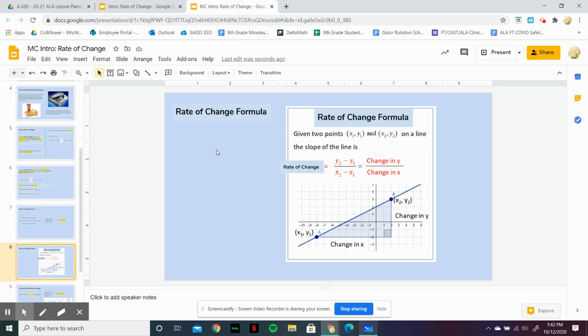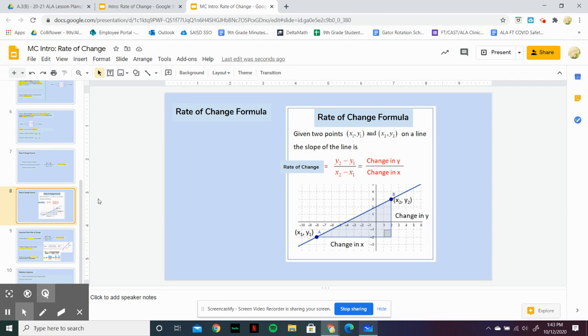And looking at another example of this, we have a nice graphic here. Given 2 points, x1, y1, and x2, y2 on a line, the slope of the line, and we're going to talk about what that word means, is this. So the rate of change is equal to y2 minus y1 divided by x2 minus x1. That is our change in y divided by change in x. And here's a picture of that. We have the change in x would be the length of this line here. Change in y would be the length of this line here. And we're finding the rate of change between these 2 points.